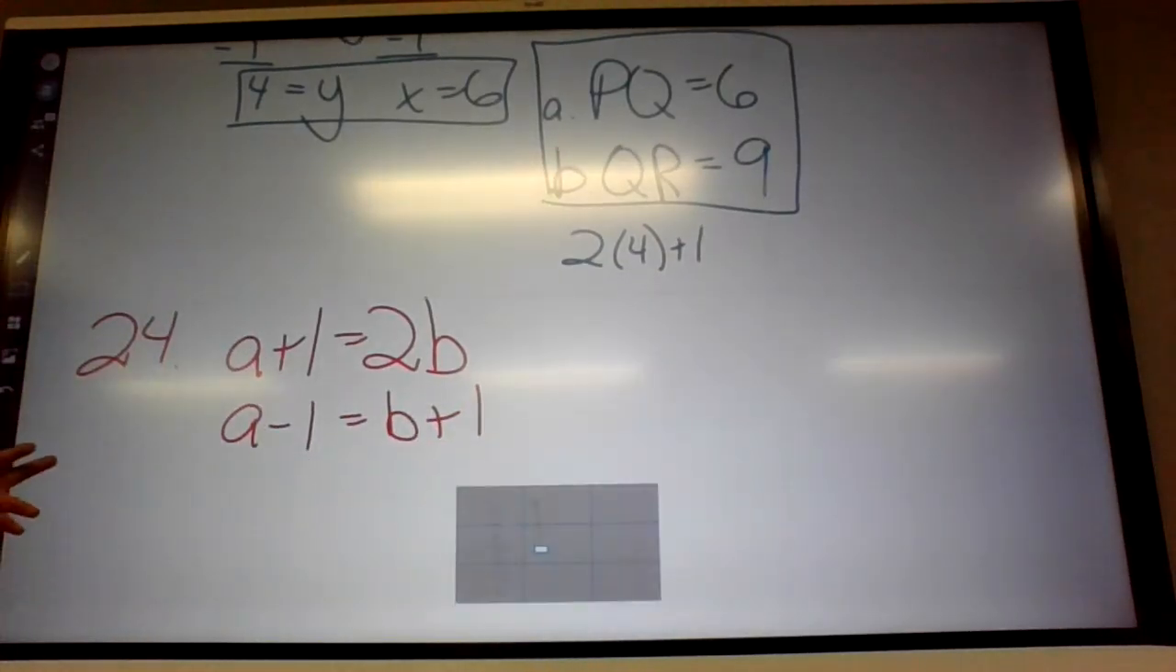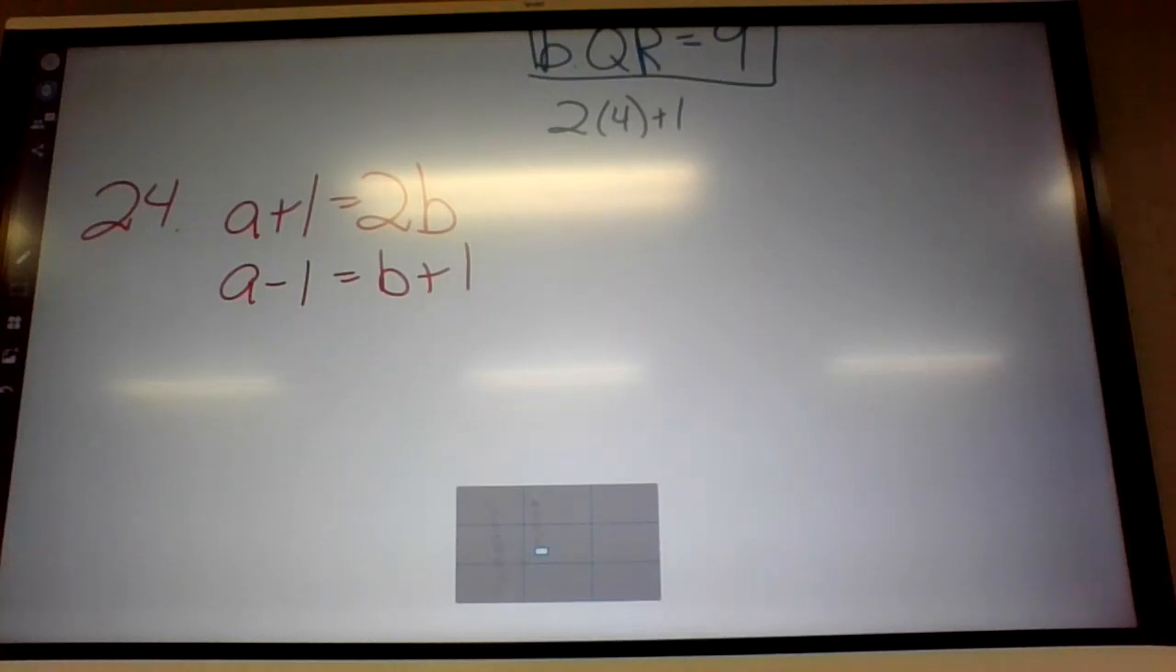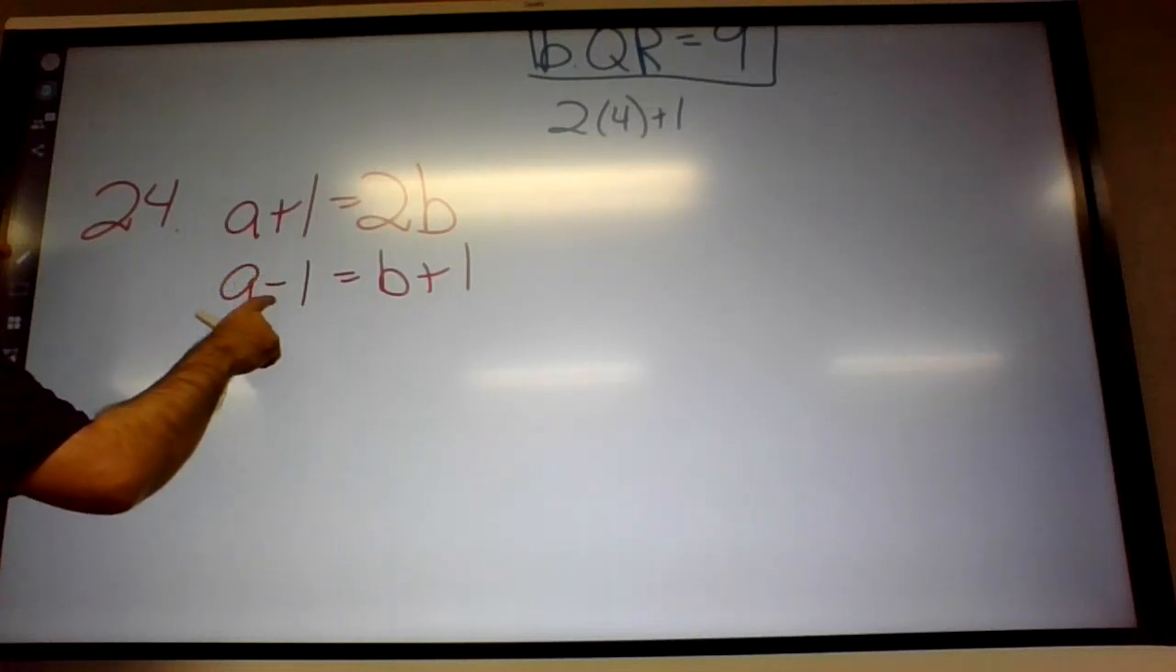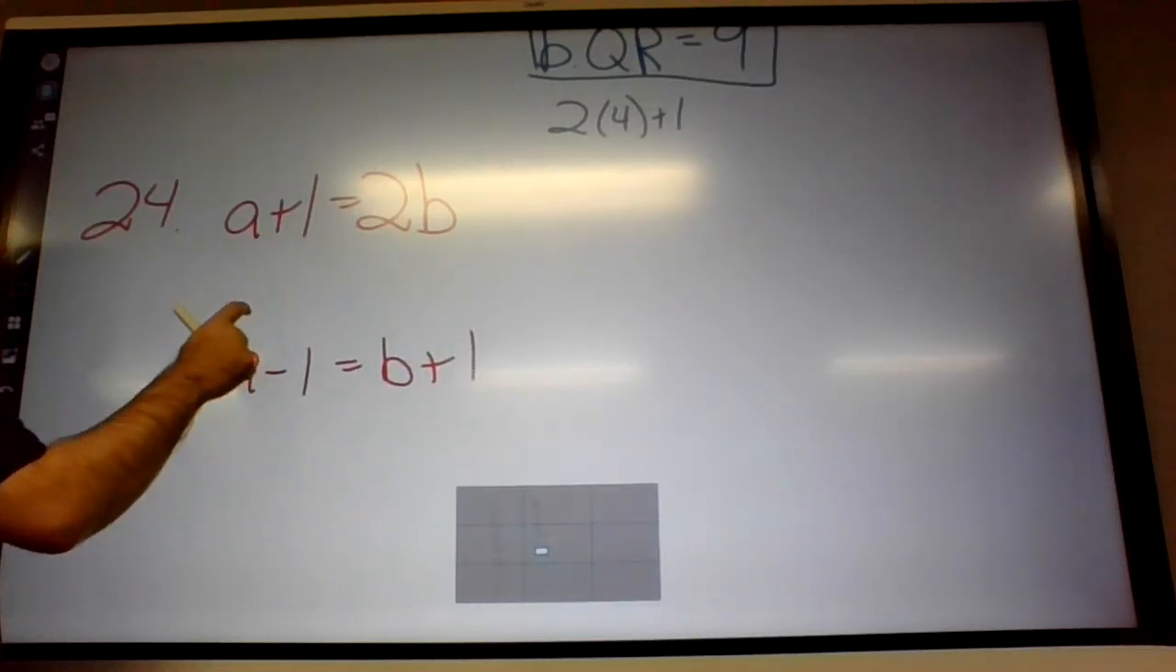Okay, a equals b plus 2. You could add 1 to both sides to put it on the other side, and that would get your a.